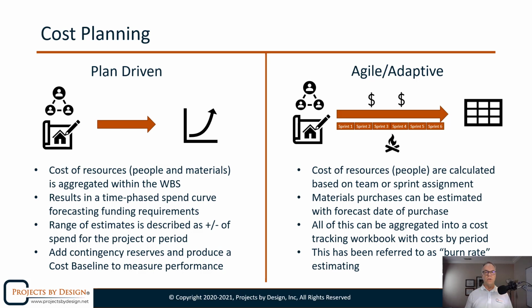So this has also been referred to as burn rate estimating. By burn rate estimating, we mean that we're going to forecast by sprint what we think the cost of each sprint will be, and that will be how much of our budget we will burn to run that sprint. Our range of estimates can then be plus or minus number of sprints, as it were.